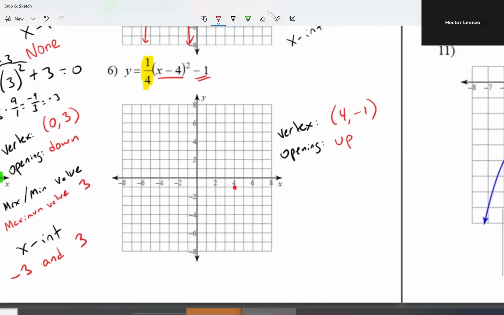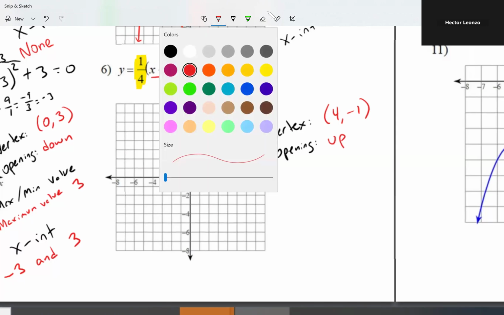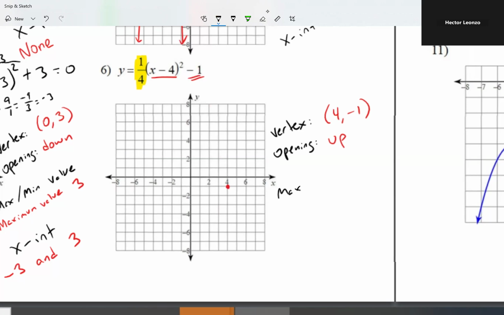So question number 6, we know the vertex is (4, -1). We know this thing opens up. So roughly, I'm going to say this might look something like this. It seems like I'm going to cross the x-axis twice. So I should do a better job, I'm not going to estimate this. So first of all, we're going to do the maximum or minimum value. Because it opens up, again, I have a picture, an idea. This thing looks like this.